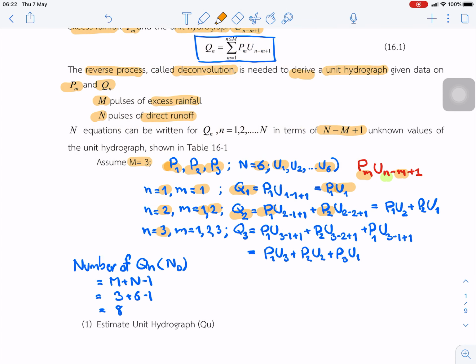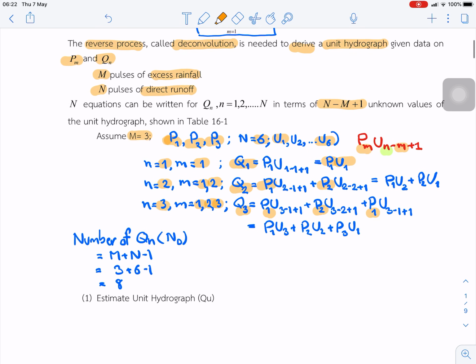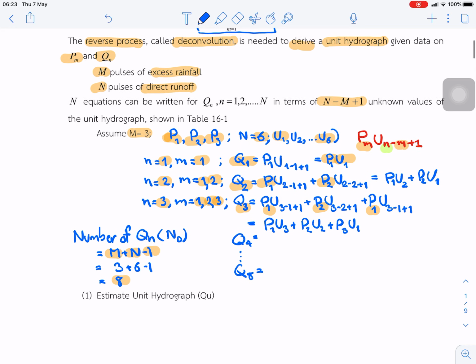If N is 3, M can be 1, 2, 3, so Q3 is equal to P1 U(3-1+1) plus P2 U(3-2+1) plus P3 U(3-3+1). So we can estimate the number of Q: if M is 3 and N is 6, then M plus N minus 1 gives 8. It means we can write Q3 until the final Q8, eight equations to estimate the direct runoff hydrograph.